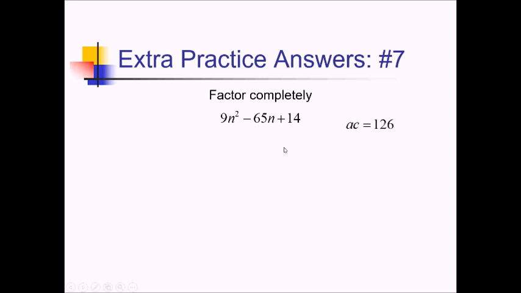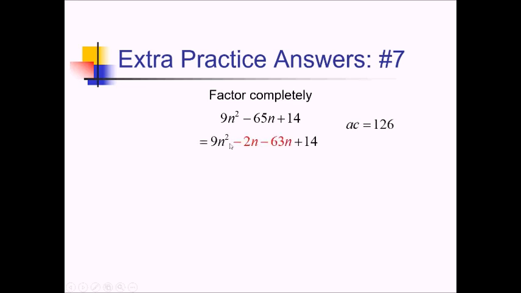So they're both negative. Now, if you're worried about finding factors of 126, don't sweat it. Let's just start at the beginning and see what we come up with. So we have 1 and 126. Clearly, that's not going to add up to 65. How about 2 times something? Well, this would be 2 times 63 to get 126. And if I had negative 2 and negative 63, well, that would add up to negative 65. So for my next step, I'm going to split up negative 65n into negative 2n minus 63n.